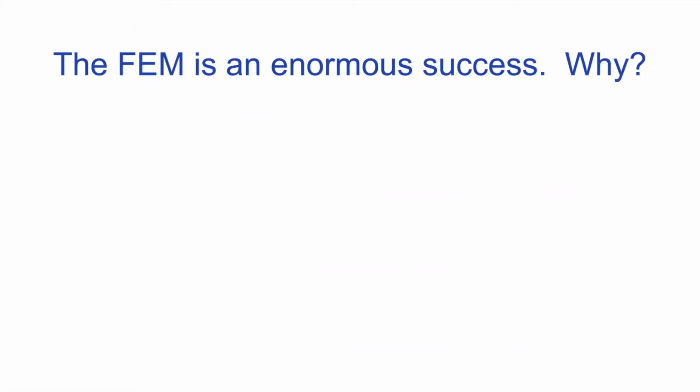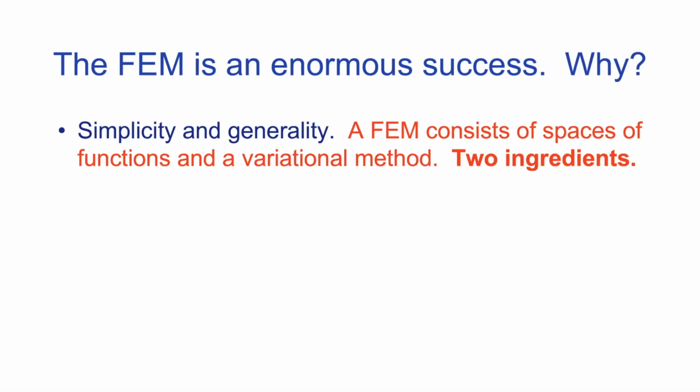So the finite element method is an enormous success. Now, why? Most people say, well, you can do arbitrary geometries. That's true, but I would say you can do arbitrary topologies. The finite element method in some ways butchers geometry, and I'll make that point in a little while, but it can do arbitrary topologies, which is a big advantage, of course. I would say that two of the reasons are simplicity and generality. The same basic concept pertains to everything. A method consists of spaces of functions and a variational method. Those are the two ingredients. You put those together and magic happens.